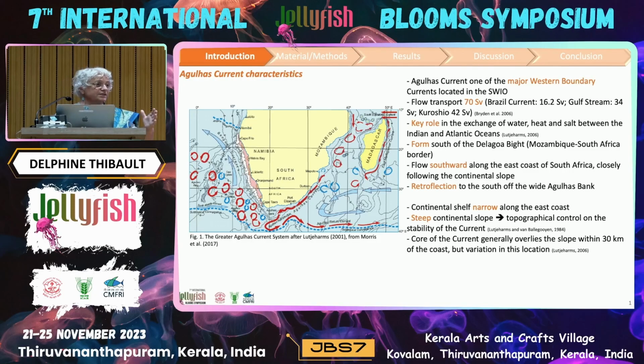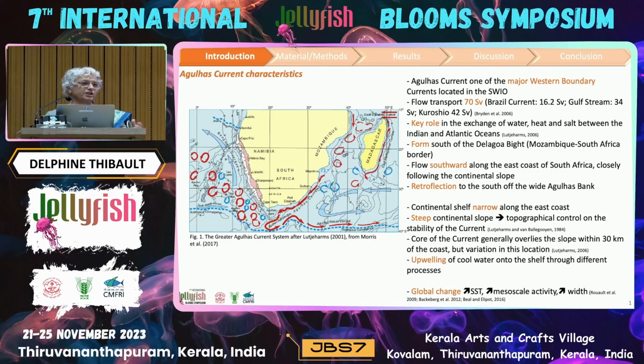So the current is very, very narrow, and it's very, very dynamic. There are a lot of eddies coming down from the Mozambique Channel that are being seen in the Agulhas Current. Due to those eddies, some local upwelling cells develop along the shore, depending on the season, and we'll show you that a bit later.